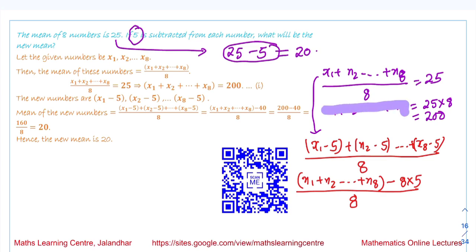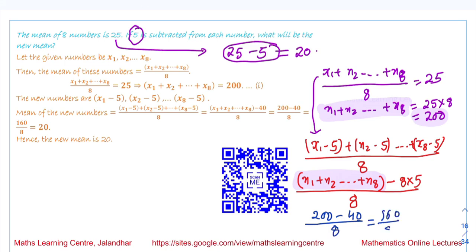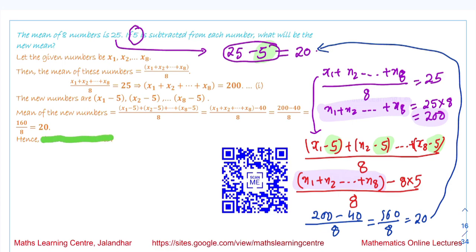Now the value of x1 plus x2 plus so on up to x8 is 200. We are saying the value of this term is 200. So the answer we are writing is 200 minus 40 over 8. So the answer is 160 over 8, that is equal to 20. And this is what our result was saying, that if each number is decreased by 5, then the mean will be decreased by 5. So the new mean will be 20.